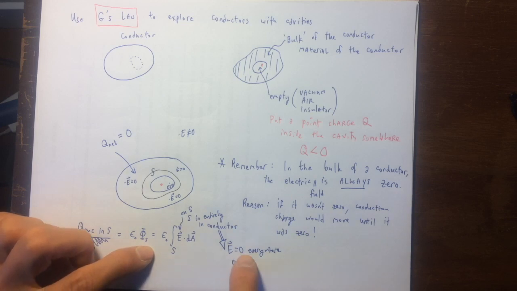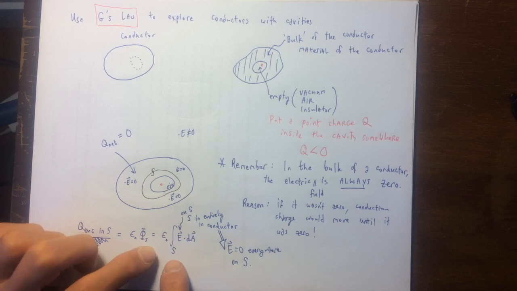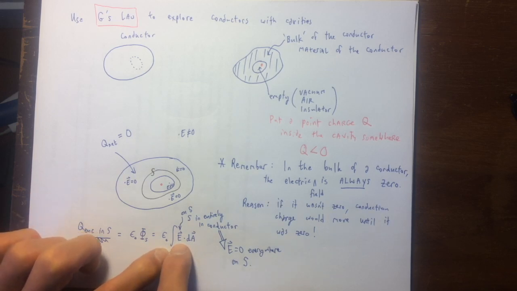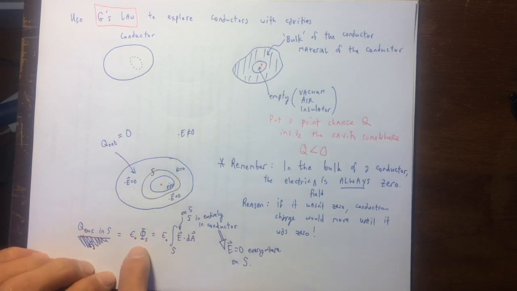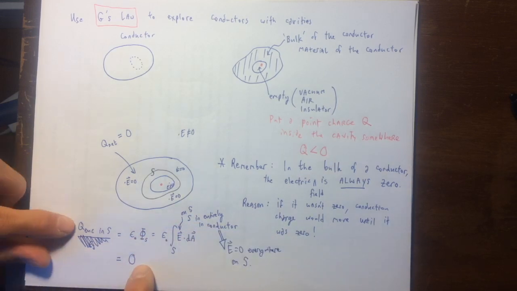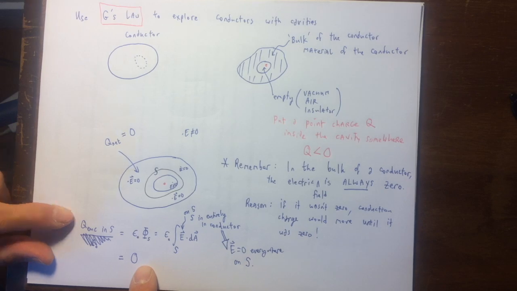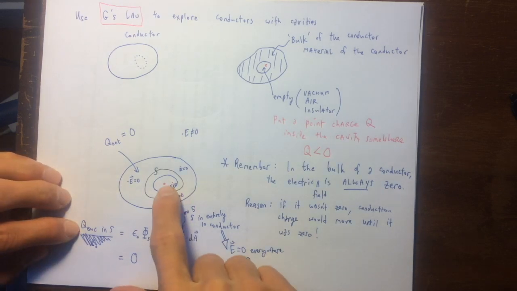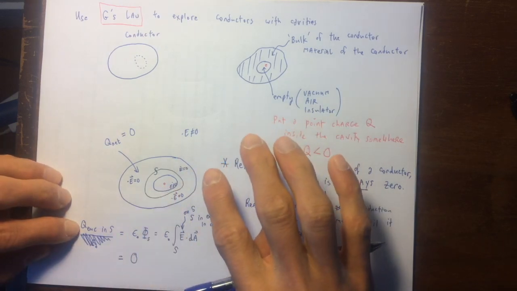So, all right, what this implies is that if E is everywhere 0 on S, then as I do this integral, no matter what the shape of S is, E is 0 everywhere, so the flux calculates to 0. So if the flux calculates to 0, then what I'm guaranteed, because of Gauss's law, is that the charge enclosed in S absolutely is 0.